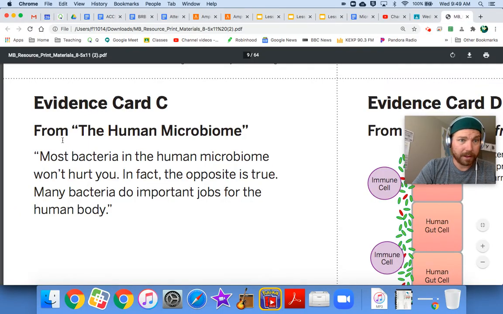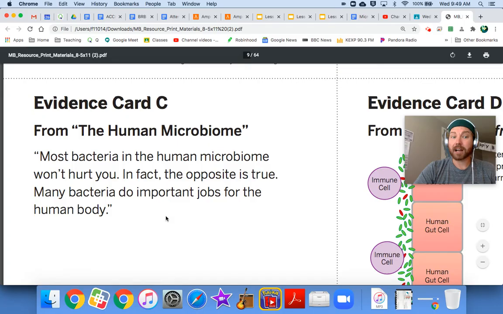So here is evidence card C from the Human Microbiome article. Most bacteria in the human microbiome won't hurt you. In fact, the opposite is true. Many bacteria do important jobs for the human body. So does that help? Does that support subclaim 2 that fecal transplants can be helpful because they help the body produce immune cells? Sort of.